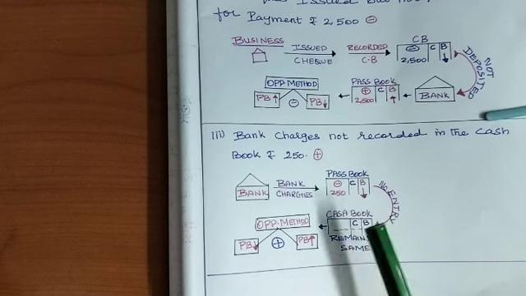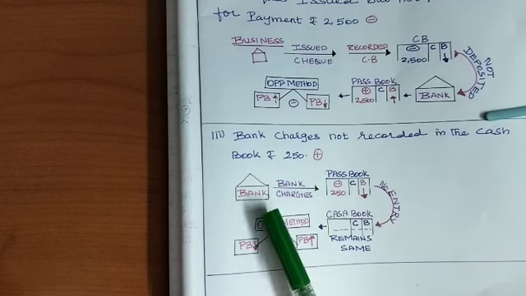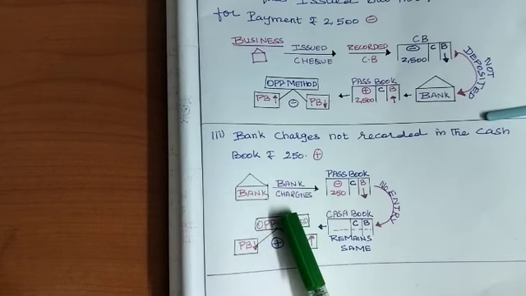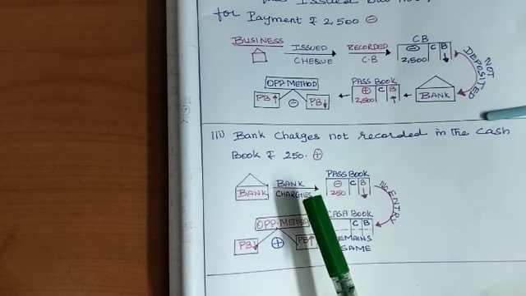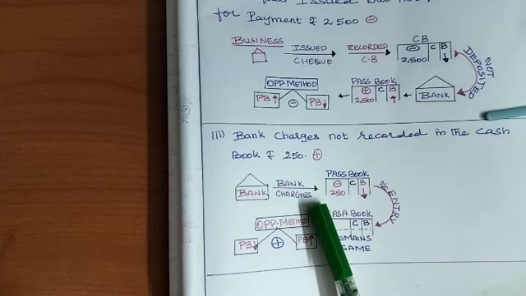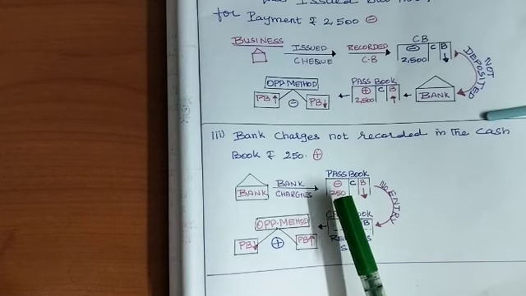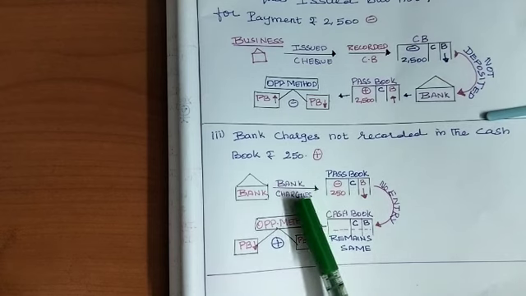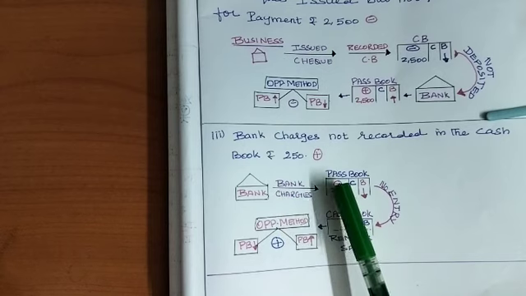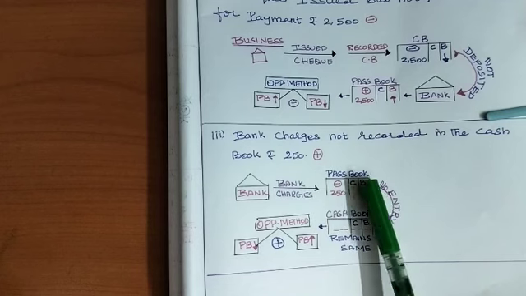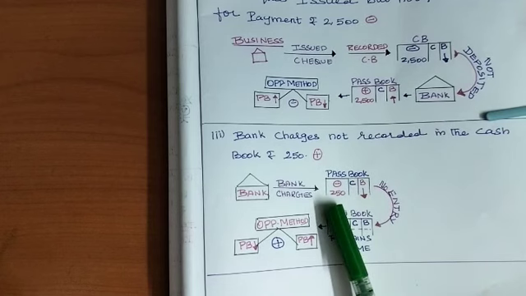Okay, what about the cash book? Without the customer's permission, the bank takes the bank charges from the customer's account directly. The customer doesn't know about it. So what about the passbook? After the bank takes the bank charges of 250 rupees from the customer's account, the bank passbook will immediately be decreased by 250 rupees.